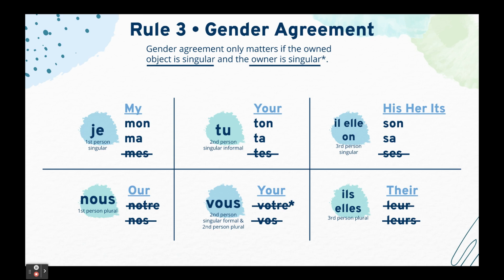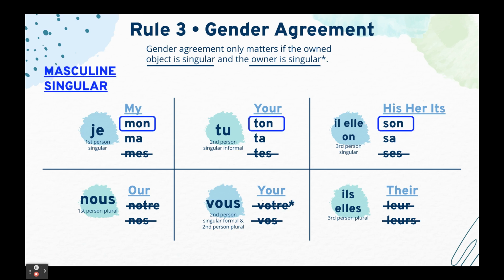So notice in the bottom, we crossed out notre, votre, and leur because gender doesn't matter on those. So if it's a masculine singular object that I own, that you own, that he or she owns, we use mon, ton, or son. If it is feminine singular, then we look at using ma, ta, or sa.